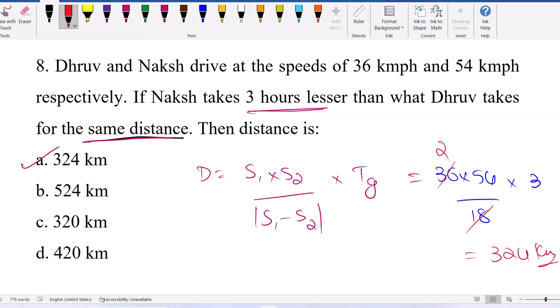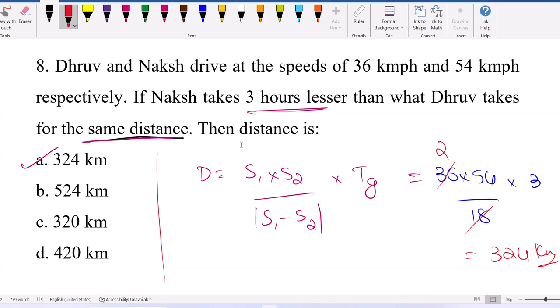Sir, I don't know the formula, no problem. I'll give the third method where I opted 324 directly without solving this question. Okay, this is one way using formula. When two different speeds are given and distance is constant, definitely whoever is going with more speed will take less time to cover the same distance. Then the distance is product of speeds divided by difference between speeds into time gain. The time gain means as you increase the speed, how much time you save. That's what is called time gain.